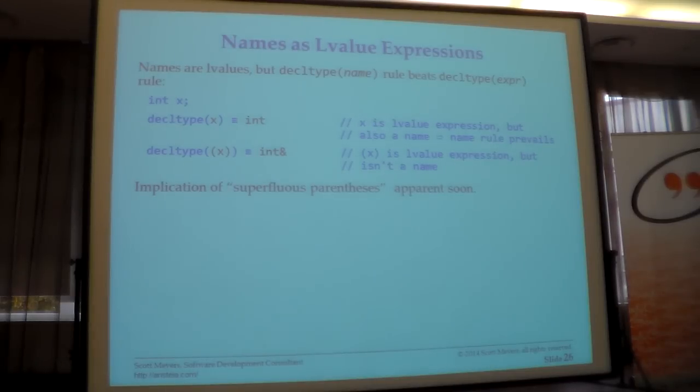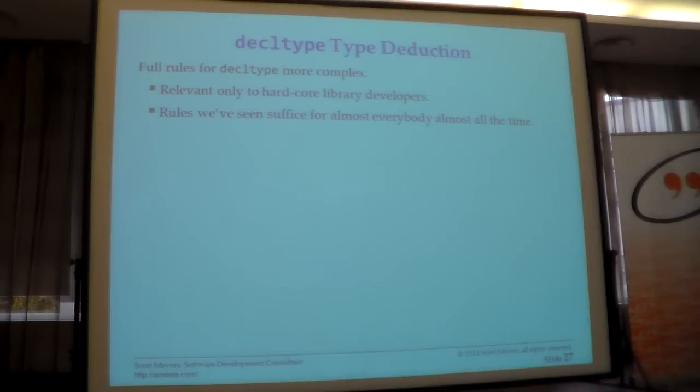So that's decltype type deduction. It turns out that there's many more subtle rules for decltype type deduction. For most programmers, all they need to know are the two rules I've given you, the one about names and the one about lvalue expressions. That's it.